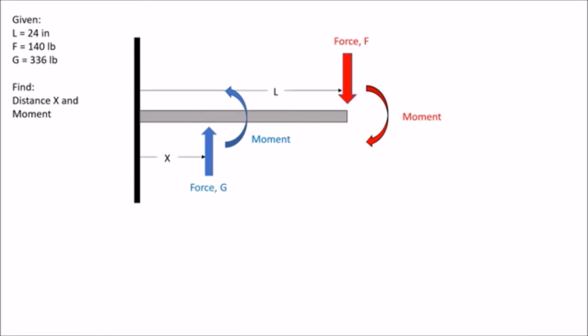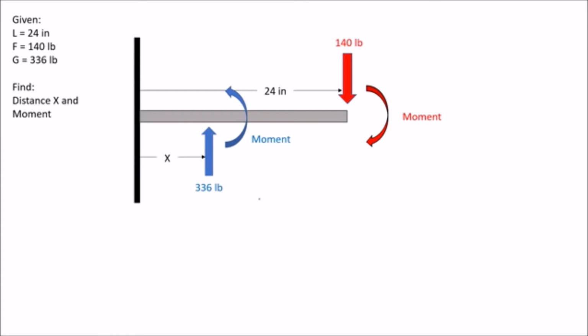So let's take a look at this example here. Let's say we want to apply a force at a distance of 24 inches away. This is going to be the entire length of the beam. And we're going to apply a force of 140 pounds. Now this 140 pounds is going to create a clockwise moment on this beam. So we're going to apply an upwards force here on the beam, which will create a counterclockwise moment. So we know that our force here is 336 pounds, and we're left to find the distance x and the moment that's going to be acting on this beam.